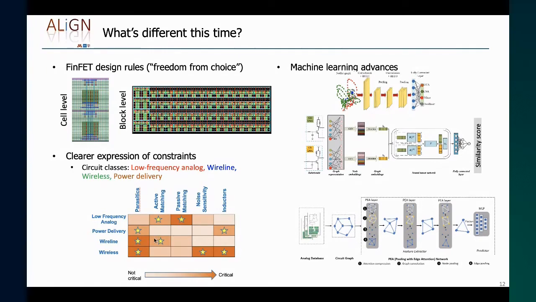But that's much less of an issue for power delivery circuits, where matching is not that important. Some of these circuits require you to consider inductors, but not others, etc. So the considerations are very different. And what we are trying to do over here is to create a universal framework that can work across a wide range of circuit types. The third thing that has changed is the advent of machine learning.